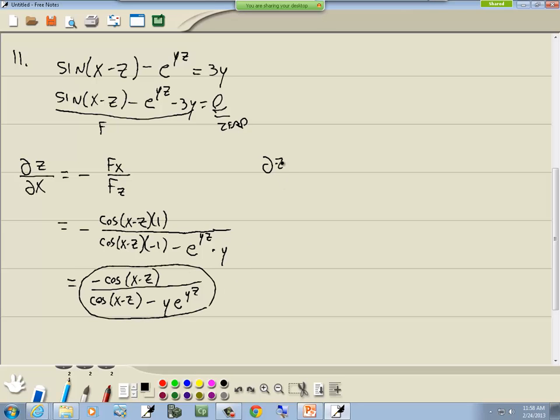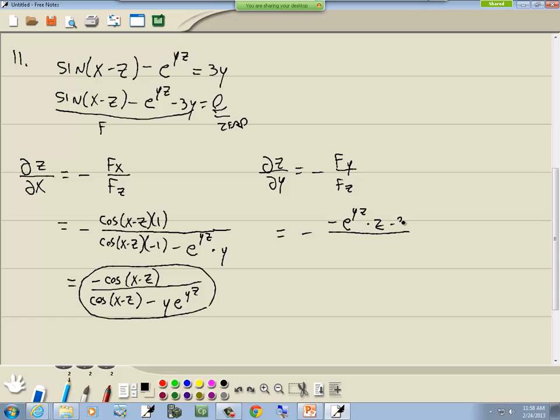Okay, partial of z with respect to y. That's going to equal negative the partial of f with respect to y over the partial of f with respect to z, in fraction form. Partial of this with respect to y. The sine of x minus z, there's no y in that. That drops away. And then the derivative of, well, this is a negative e to the yz. The derivative of e to the yz is e to the yz, times the derivative of the exponent with respect to y. Well, the z is a constant, and the derivative of y is 1, so 1 times z is z.